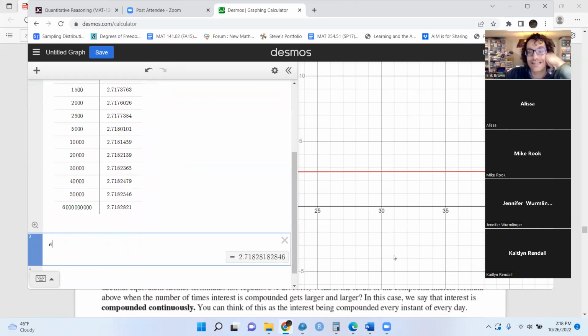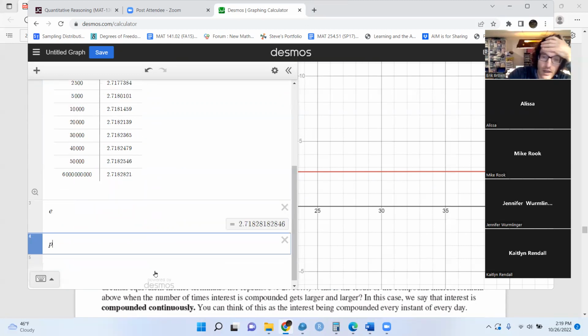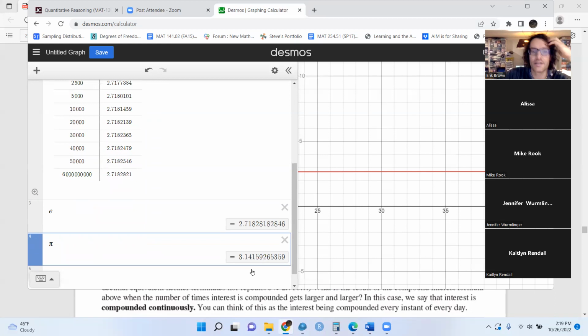You're like, what? E's a number? Yeah, it's a number. It's 2.718281882846. It goes on forever and ever. It's a number like pi, meaning it's an irrational number. It's a special number that we've discovered occurs in the natural world. And this number, this letter that we've called it, is used for compounded continuously interest.